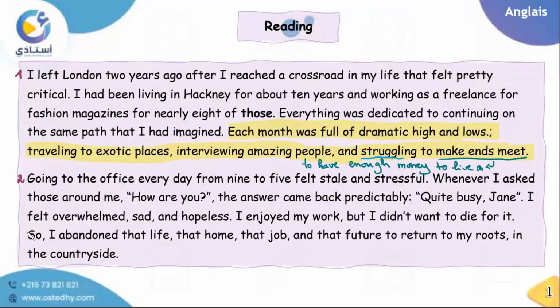Going to the office every day from 9 to 5 felt stale and stressful. Whenever I asked those around me, "How are you?" the answer came back predictably, "Quite busy, Jane." I felt overwhelmed, sad, and hopeless. I enjoyed my work, but I didn't want to die for it. So I abandoned that life, that home, that job, and that future to return to my roots in the countryside. So which sentence here shows that she wasn't ready to sacrifice her life for the job?